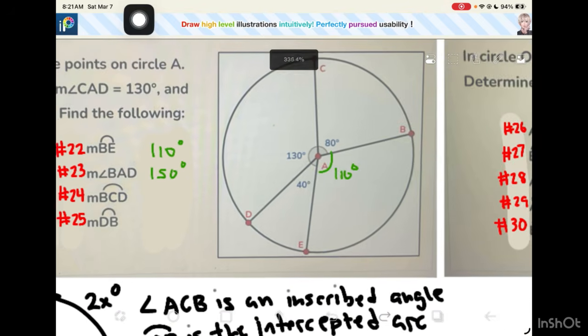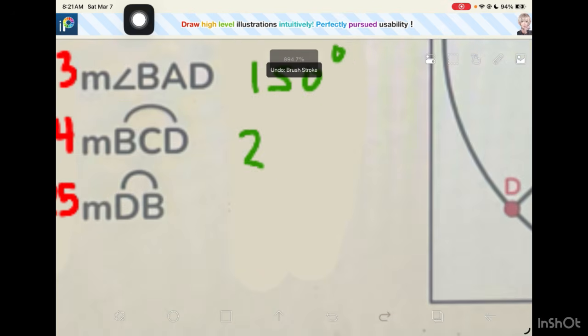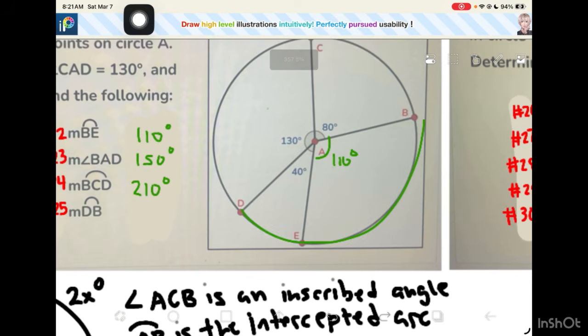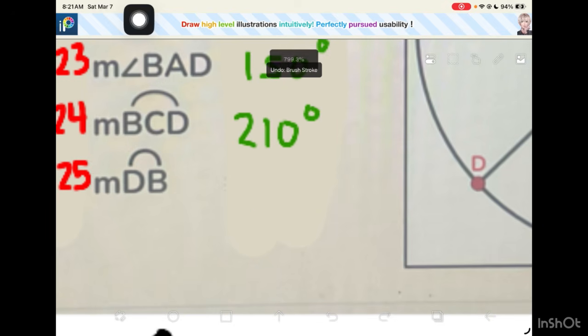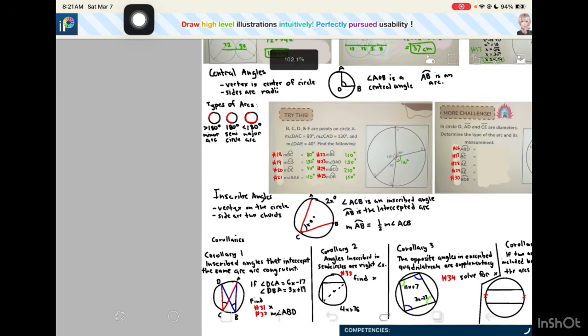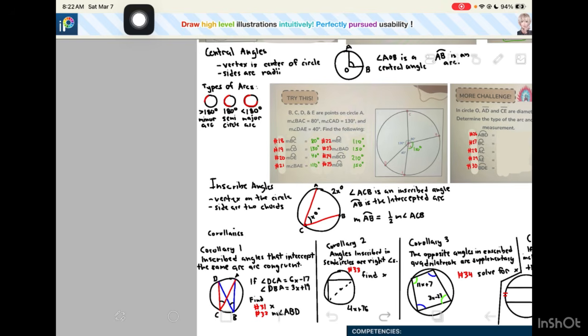Then major arc BCD, so it's just equal to 130 plus 80, so 210 degrees. And then arc DB, which is also 150 degrees. So it's pretty simple. Okay. Next one.